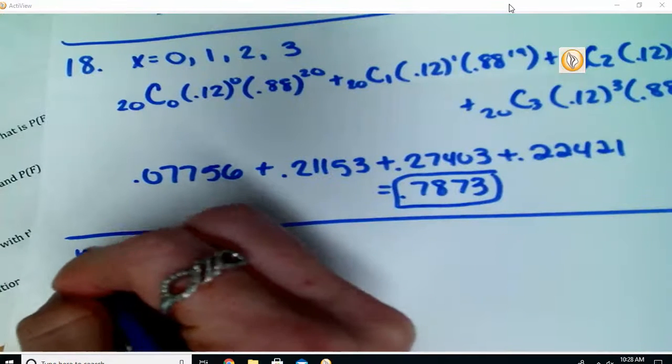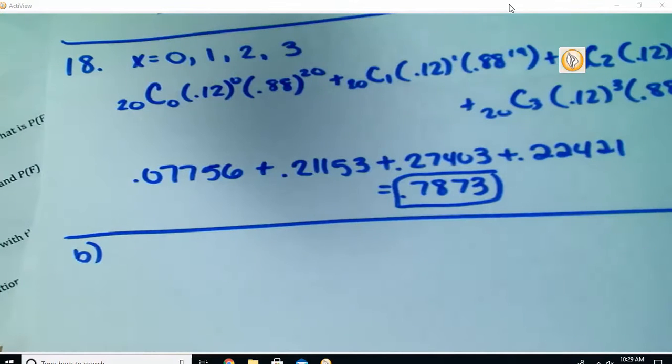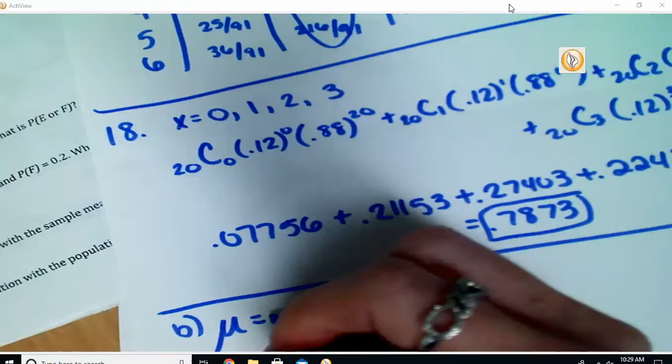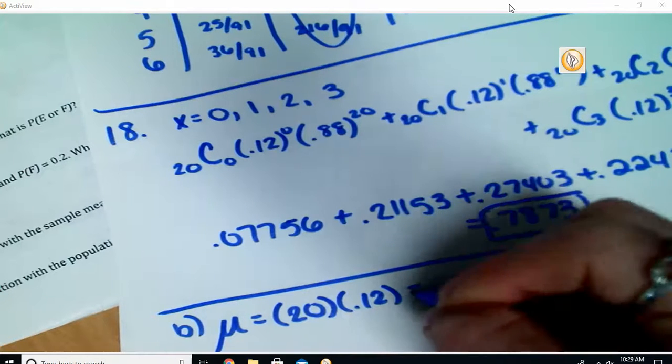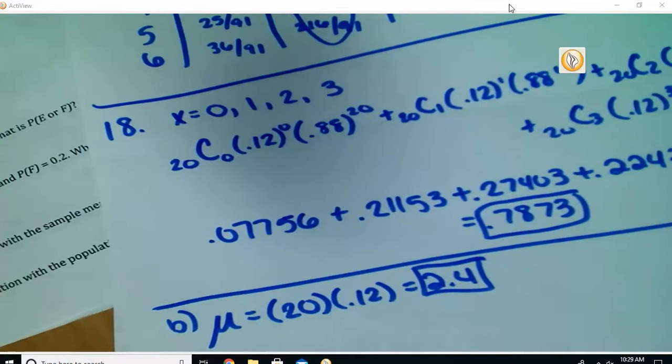I'm going to skip that. Mean, variance, and standard deviation. So all of this stuff, you guys know, it's all on your formula sheet. Chapter 6, we're talking about the binomial. And it tells you exactly what to do, that second column there. So your mean is n times p. So n was 20. My p is 0.12. You get a 2.4.